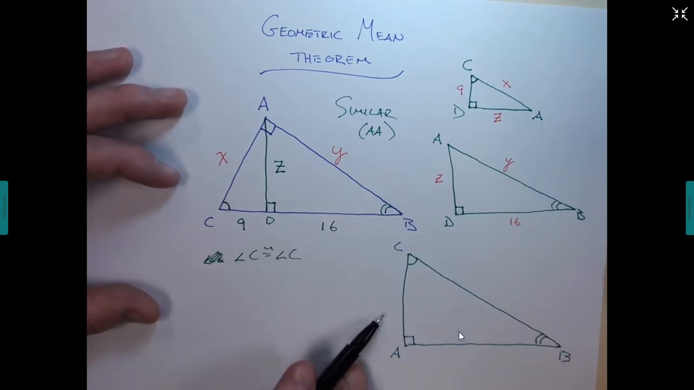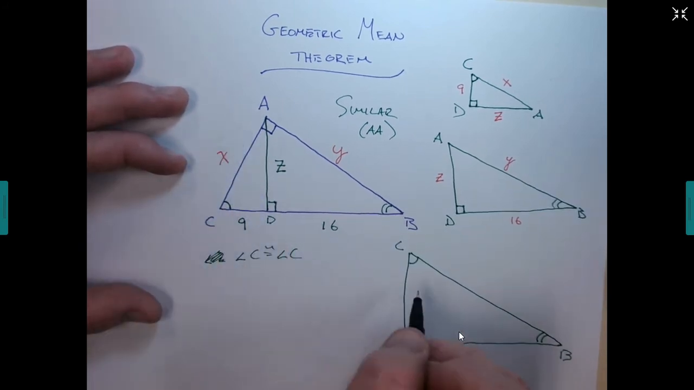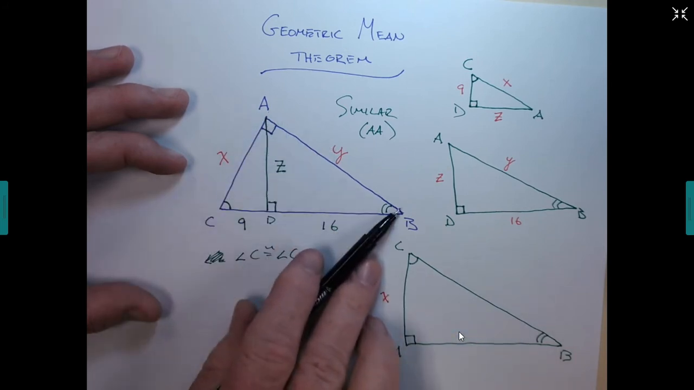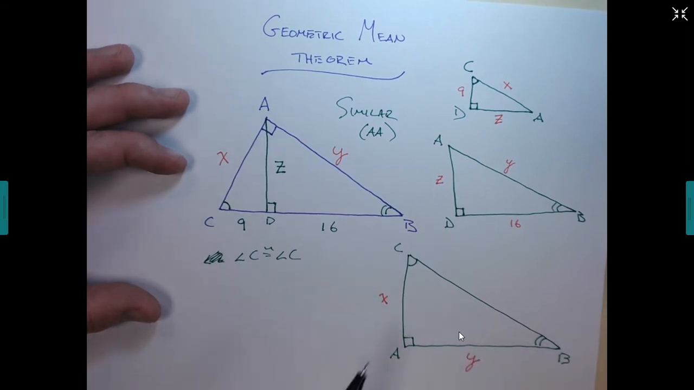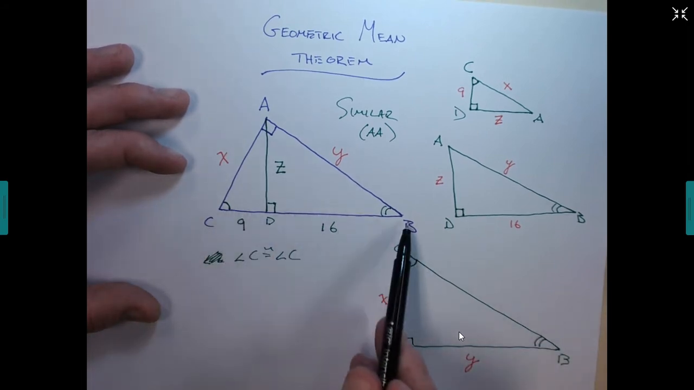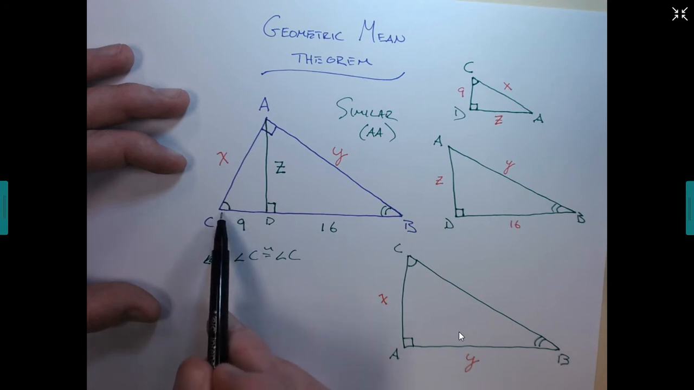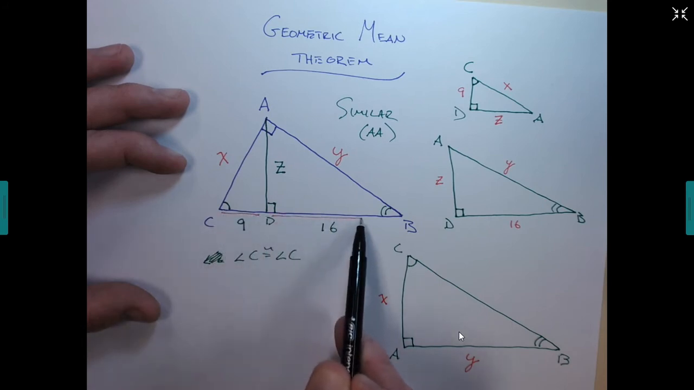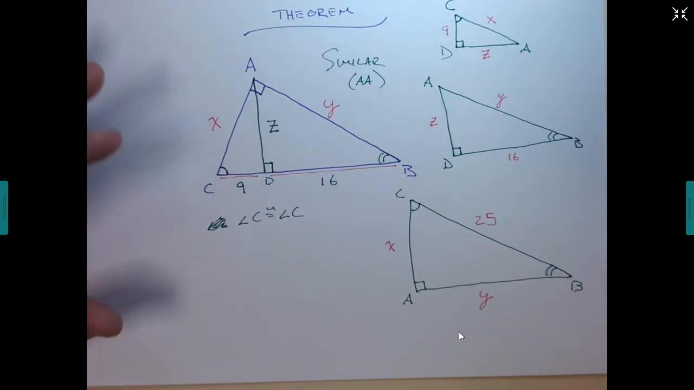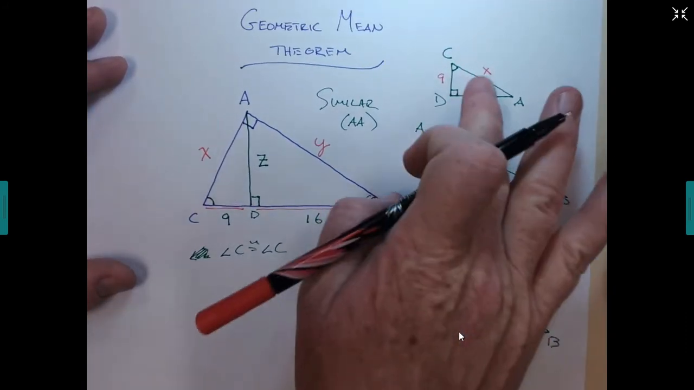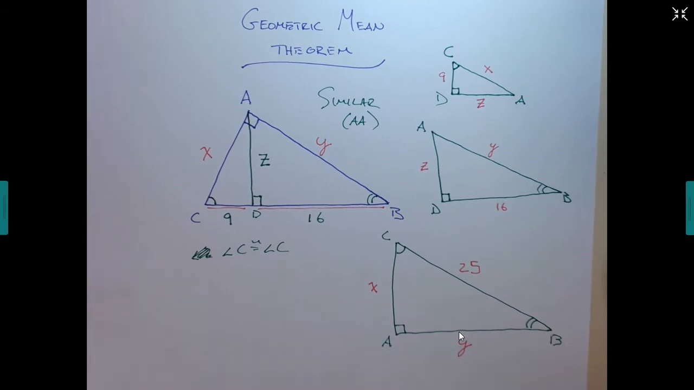Now here's the tough one, the big triangle. AC is x. y, which is AB, goes down here. And CB, this whole length, I've got to add up 9 and 16, which is 25. So I have three similar triangles. Now I just have to make proportions.